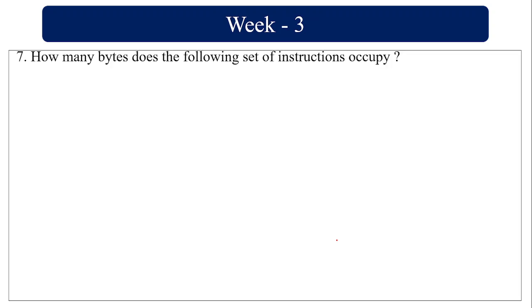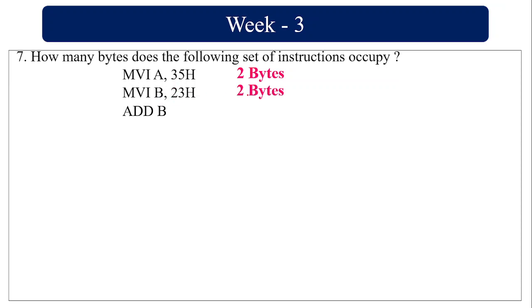How many bytes does the following set of instructions occupy? So here MVI A, 35. For MVI A, 1 byte, and the data is going to be another byte. So it is going to be 2 bytes for this one. Then similarly MVI B, 23. MVI B mnemonic is 1 byte, and the data given here is 23, so it is going to be 2 bytes.